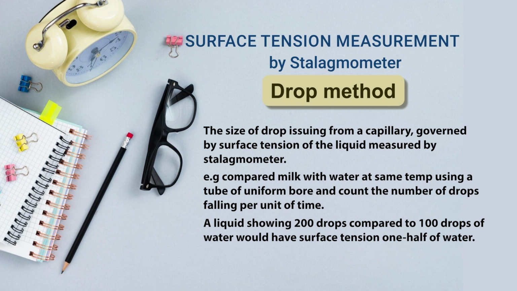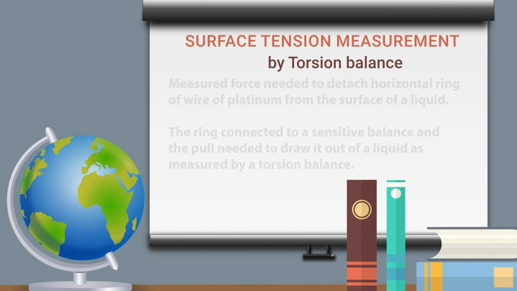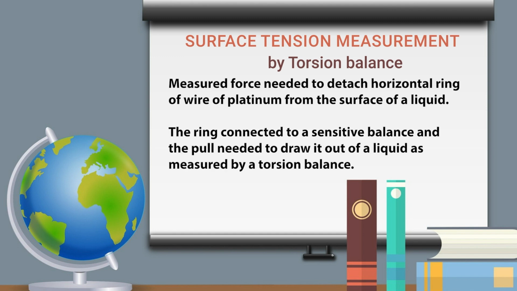If the surface tension is less, there will be more number of drops. If it is more, there will be fewer drops. So a liquid showing 200 drops compared to 100 drops of water would have surface tension 1/2 of the water. The other method is the torsion balance. In this one, what you have is the force needed to detach a horizontal ring.